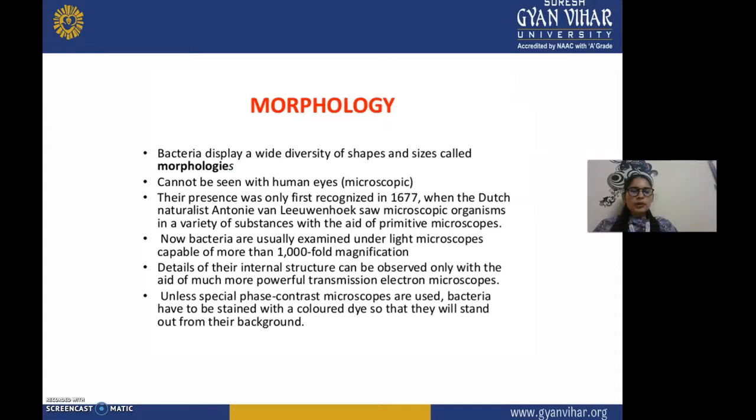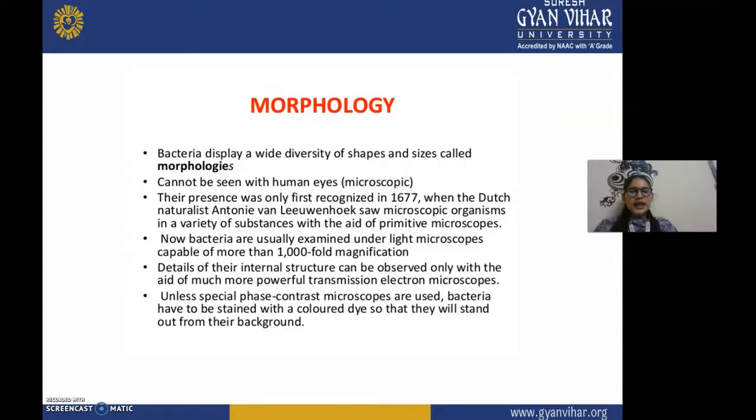So when we talk about the morphology of bacteria, bacteria display a wide diversity of shape and size that we call morphologies. They cannot be seen with the human eye, so we have to see them with a microscope. So they are microscopic. The naturalist Antonie van Leeuwenhoek saw microscopic organisms in a variety of substances with the aid of a primitive microscope.